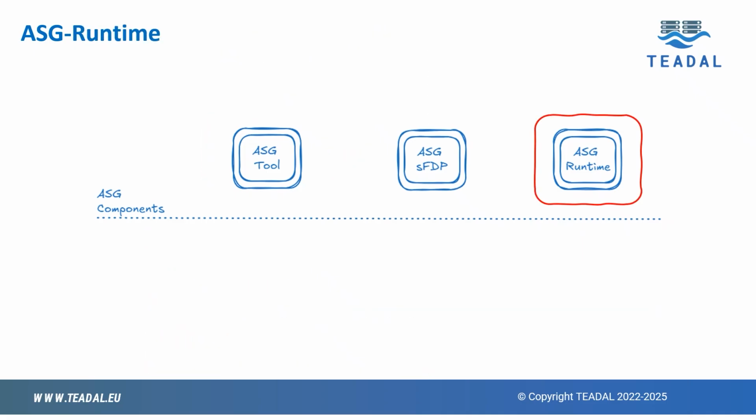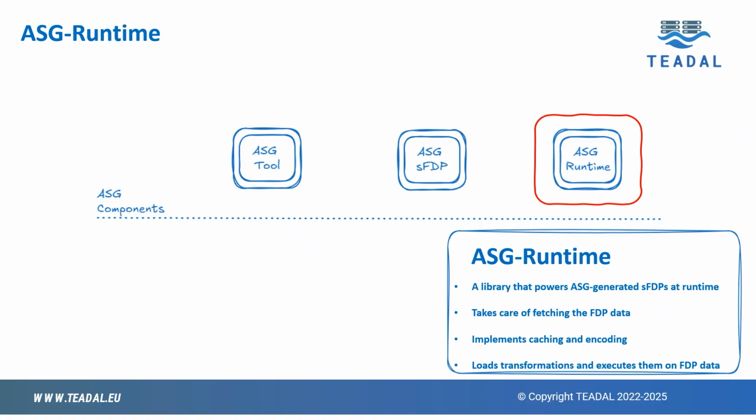The ASG runtime library is loaded and initialized at sFDP application startup. The library then powers the generated sFDP execution logic, implementing the asynchronous HTTPX-based data fetching client, two layers of caching, data encoding, and data transformation logic applied to every data endpoint defined for the sFDP. In addition, the ASG runtime supports several service endpoints for reporting runtime statistics and telemetry for better observability and operational efficiency.